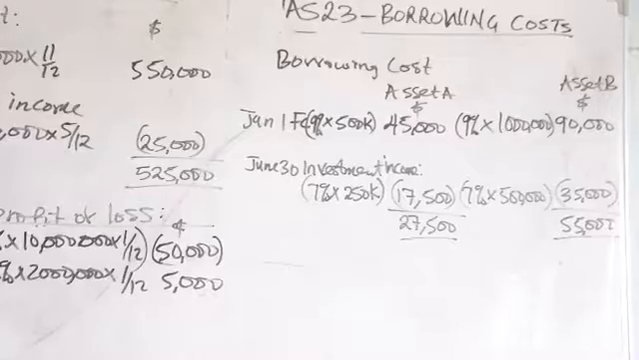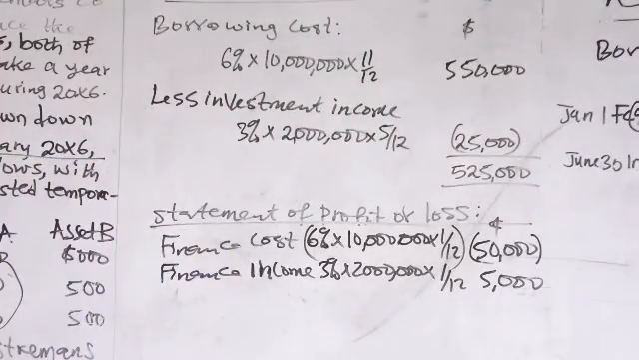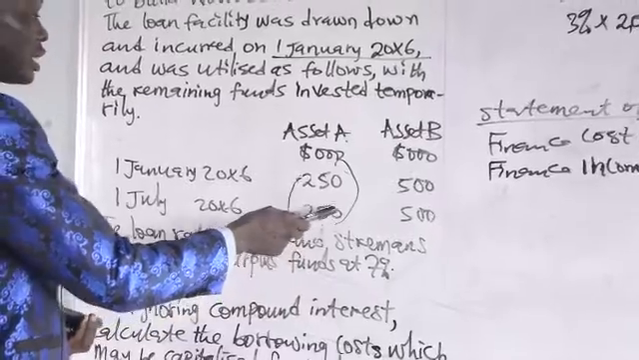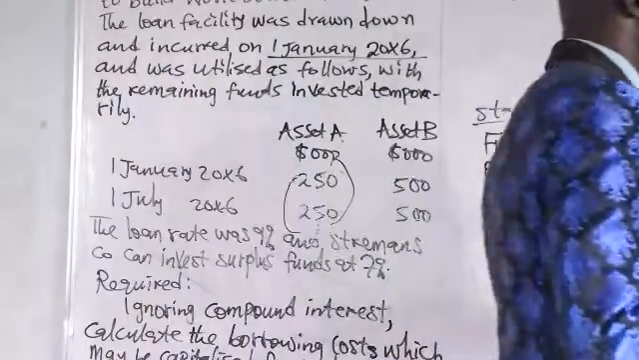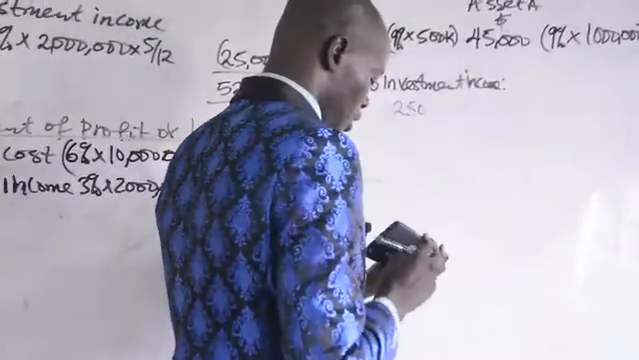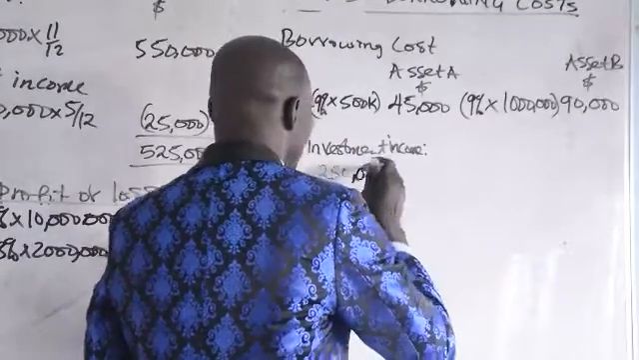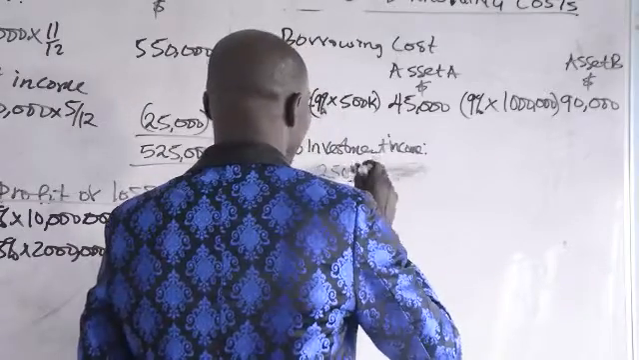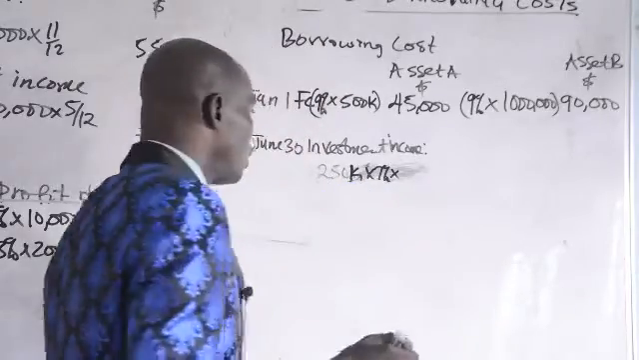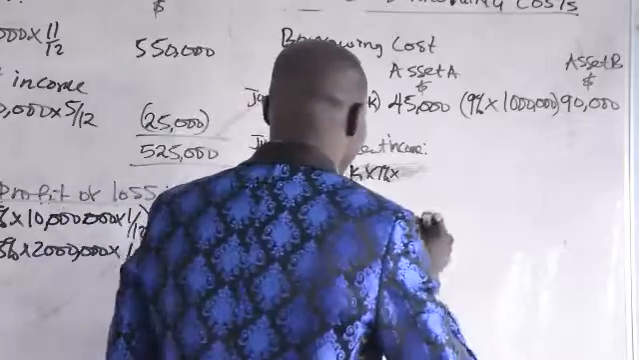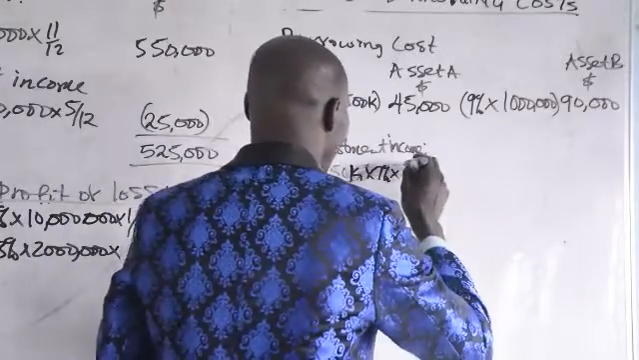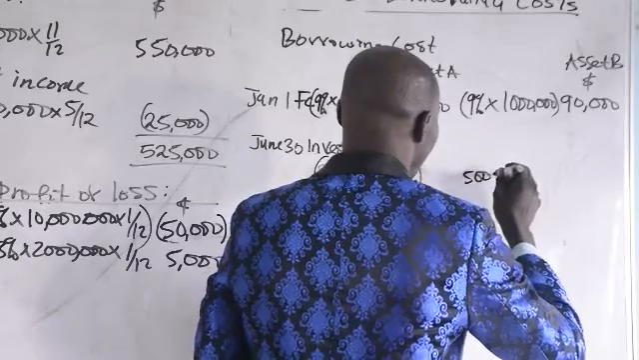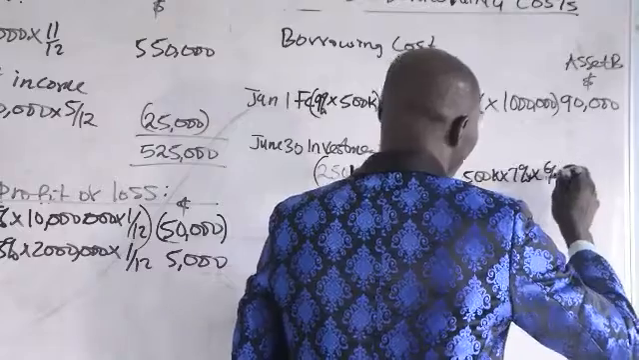So the income earned from temporary reinvestment of the surplus fund is at 7%. And the amount that will be reinvested temporarily, I've said, is 250,000. So in asset A, you have 250,000 times 7% times, and I've told you that the income will be earned from January to June, which is 6 months, so times 6 over 12. Then for asset B, we also have 500,000 times 7% times 6 over 12.